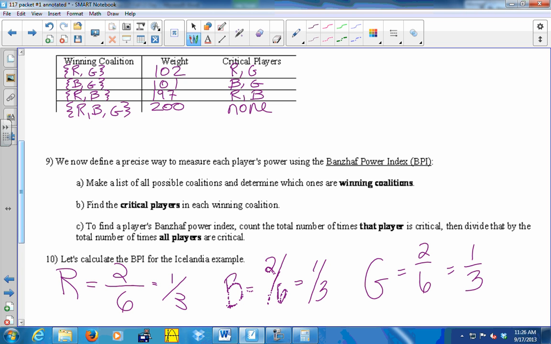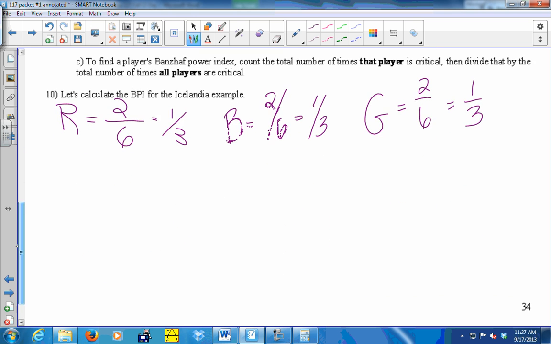So red, blue, and green, the 3 parties, each control an equal amount of power in this voting system. And the number of votes that they have can be quite deceiving, right? 99, 98, and 3 makes it look like the Green Party doesn't have a lot of power, when in fact, they have the same amount of power as the other 2 parties. Each party shares 1/3 of the power.